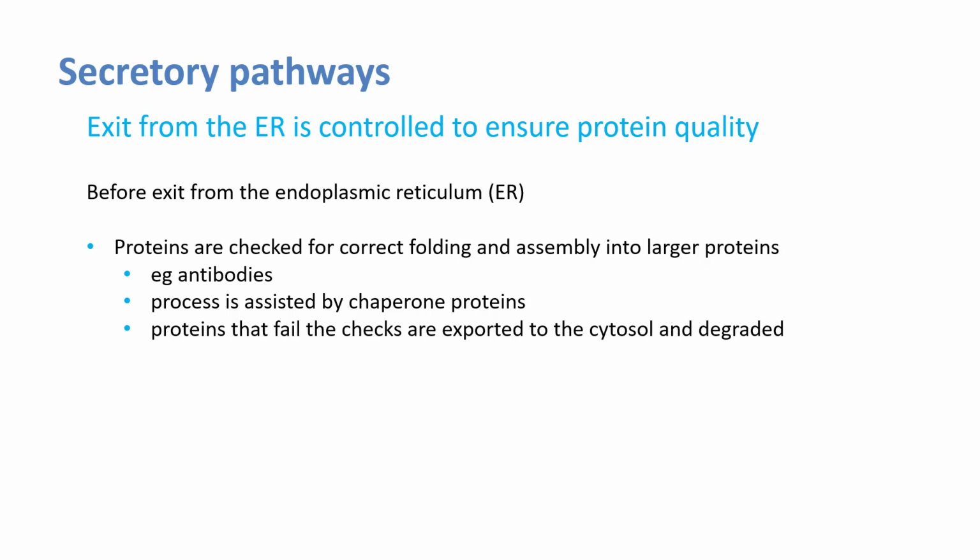So a key thing that happens before proteins are exported from the endoplasmic reticulum in a transport vesicle is that they are thoroughly checked for errors. So they're checked to make sure that they have correctly folded, and if they assemble into larger, more complex structures with other protein molecules, such as happens in antibodies, they're checked to make sure that assembly has occurred correctly. This process is assisted by chaperone proteins, and any proteins which fail these checks are going to be exported from the endoplasmic reticulum back to the cytosol where they're degraded.